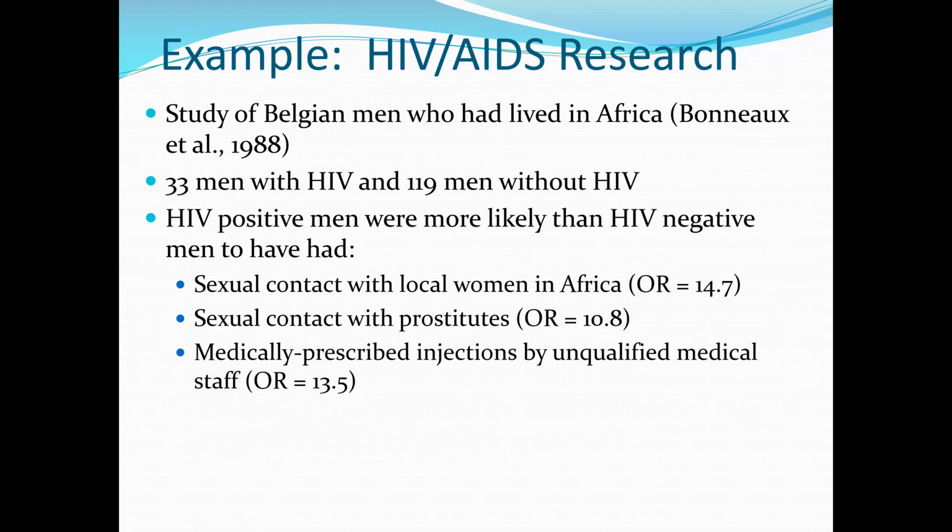So we can see the difference in a very good example here. We have the case, 33 men with HIV, and the control, 119 men without HIV. Now, taking the data and their behavior, we came up with this odds ratio.